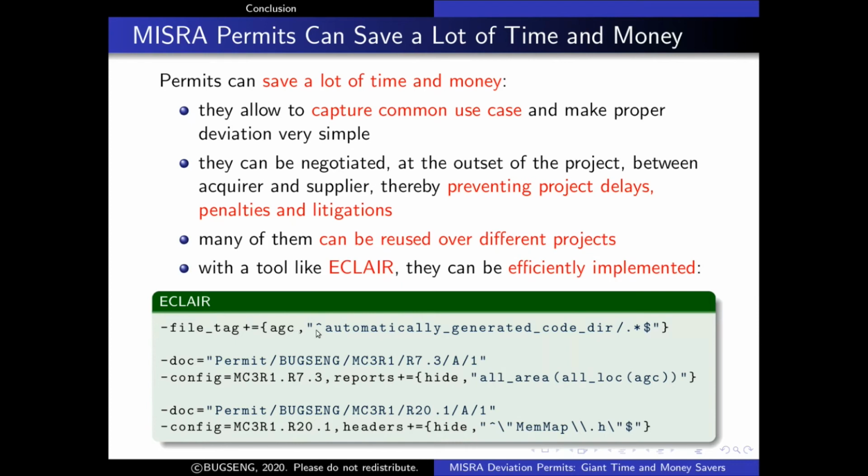Okay. Then, do you remember the rule 7.3, the one about using the lowercase l suffix in an integer literal? So in the documentation, which Eclair will insert in the final report, I simply reference the permit. I am applying the permit BUGSENG, this one, this, and this. And consequently, I am allowed to hide all the violations of this rule in an area of code which is tagged with the tag AGC. So I'm only deviating this rule in automatically generated code, which is what the requirement prescribes.